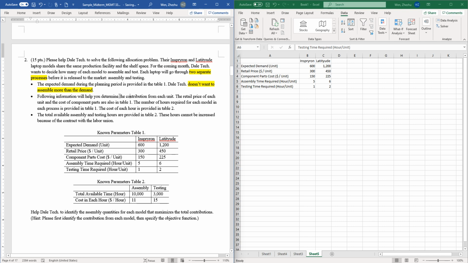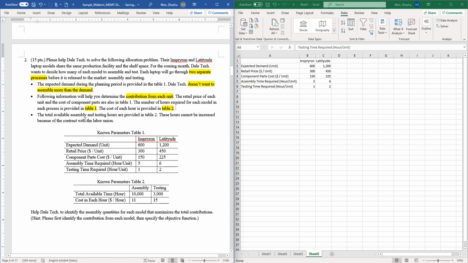The following information will help you determine the contribution from each unit. The retail price is here, and the cost of component parts is also here. The number of hours required for each model in each process is provided in table 1. The cost of each hour is provided in table number 2. So table 1 has half the information about the contribution, and table 2 has the other half. You will need to calculate the contribution.